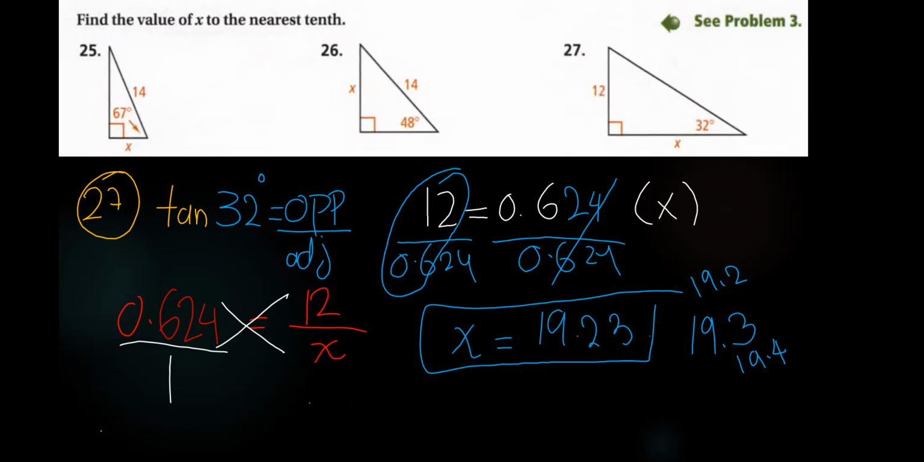What is the tan of 32? 0.624. Bravo. Okay. Now press on, write 12, divide by 0.624. What's your answer now?